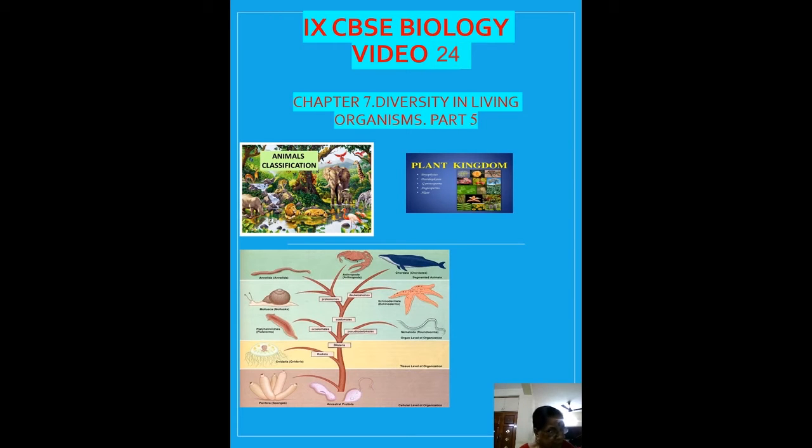Protochordates may not have a proper notochord present at all stages of their lives or for the entire length of the animal, and all of them are marine animals. Examples: Balanoglossus, Amphioxus and Herdmania.